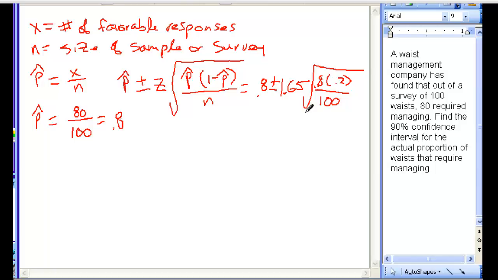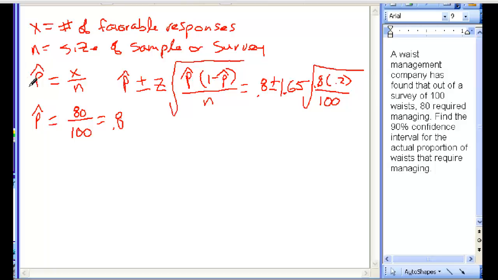The pieces that have to be identified are the number of favorable responses and the size of the sample or survey. X represents the number of favorable responses. N represents the size of the sample or survey. Well, it says here that out of 100, 80 required managing.